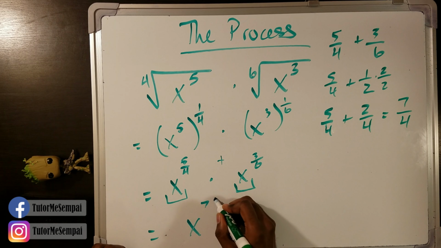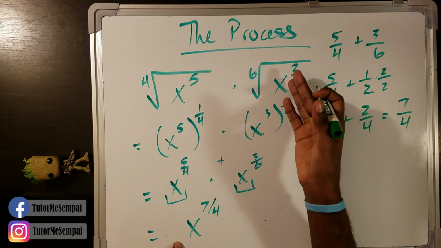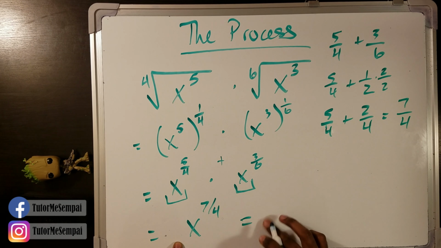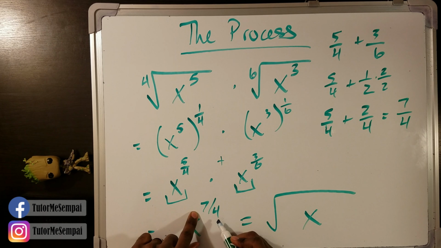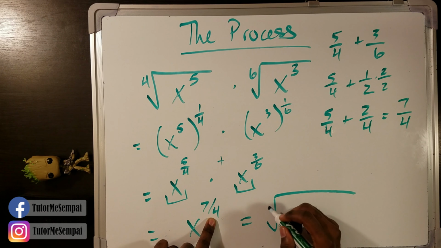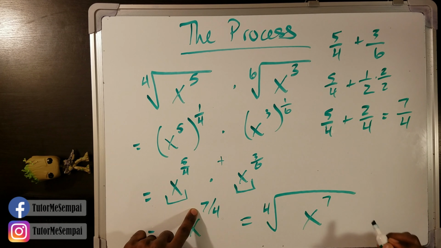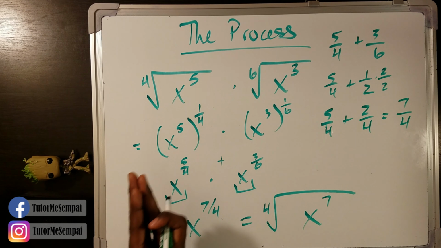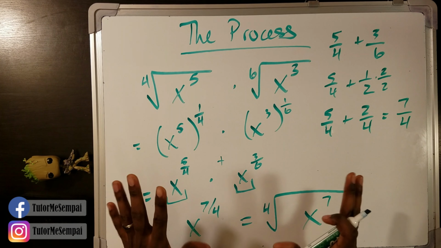X to the 7/4. But once again, we want to go back to our radical form. We don't want to stay in exponent form since we started in radical form. So we're going to take our radical sign, our base, and let's divvy up our exponent here. Remember, the bottom goes all the way out here. So this is going to be a 4, and our top goes in here. So now you see that you can do this process not just with constants, but also when you have variables in your radicals.